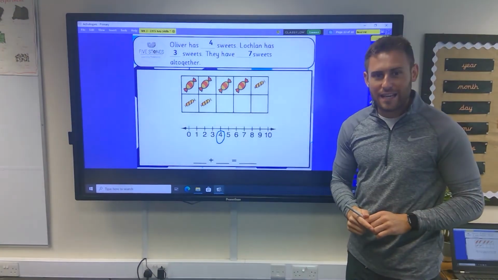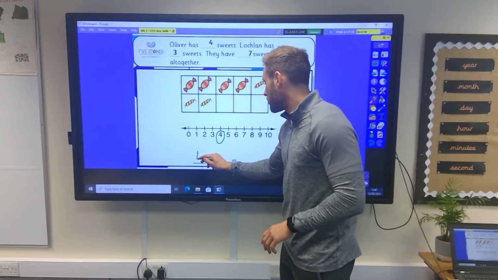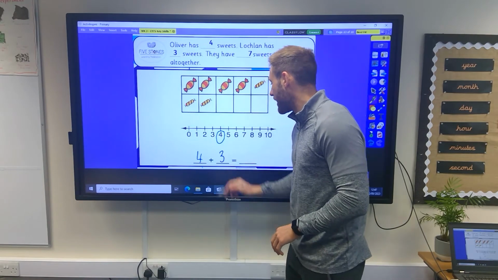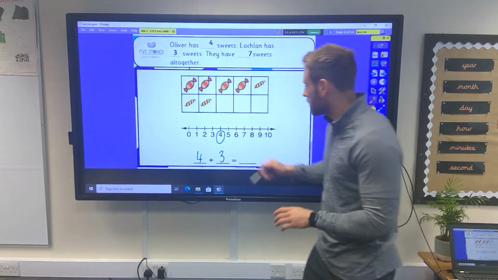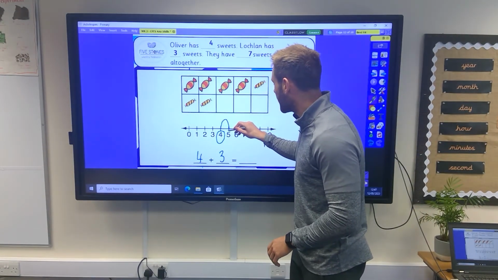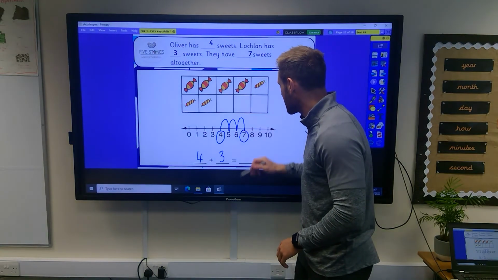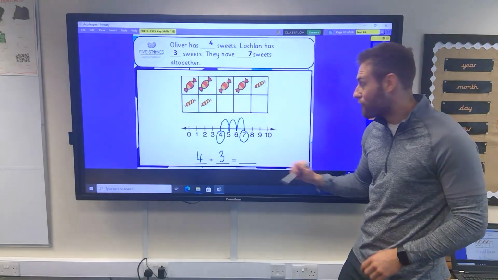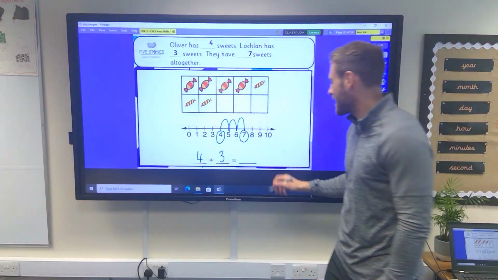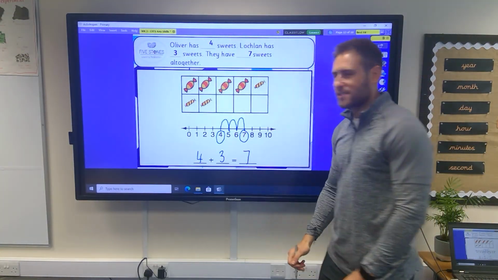And now we are going to add the other 3 sweets that Lachlan has. Are we ready? 3 jumps. 1, 2, 3. Circle where we land. Yes, so 4 add 3 is equal to 7.